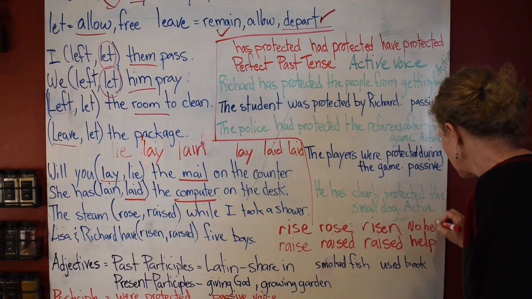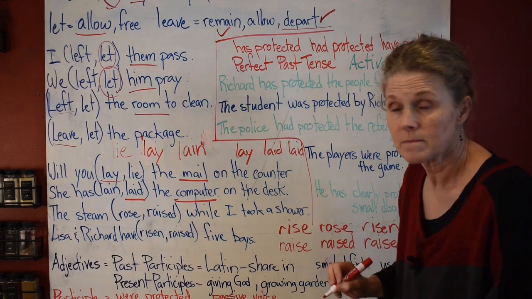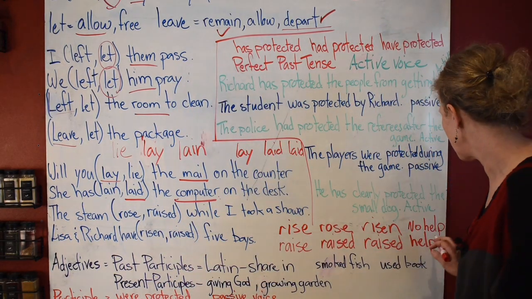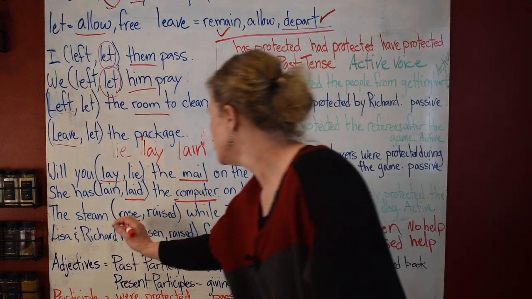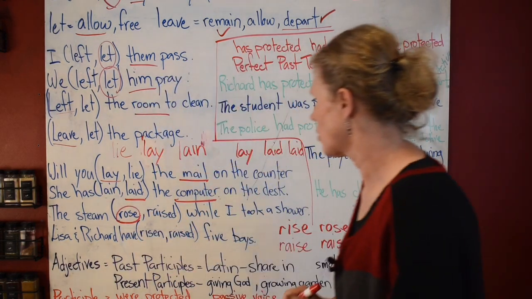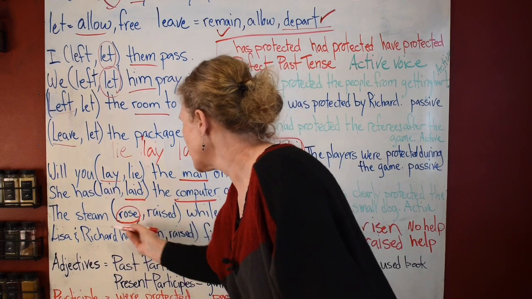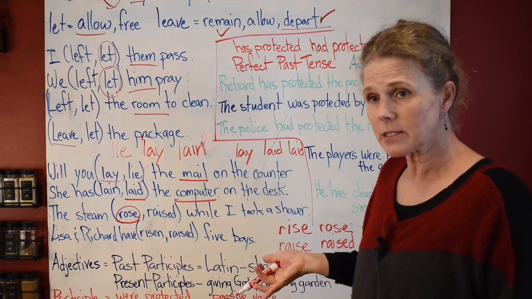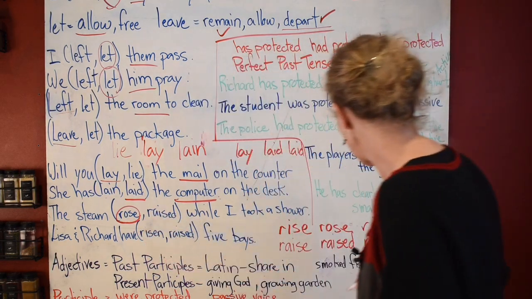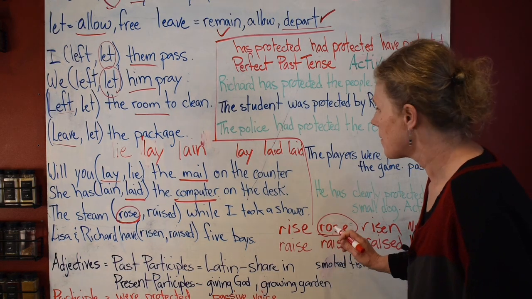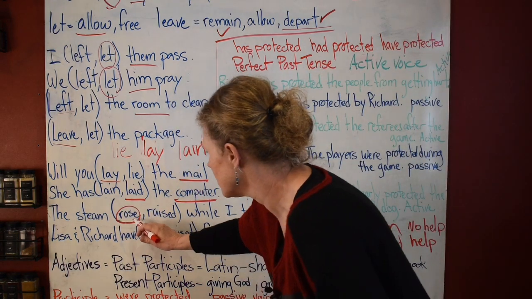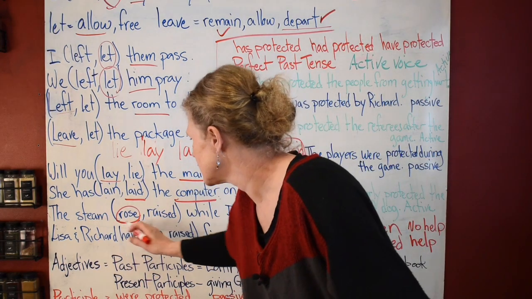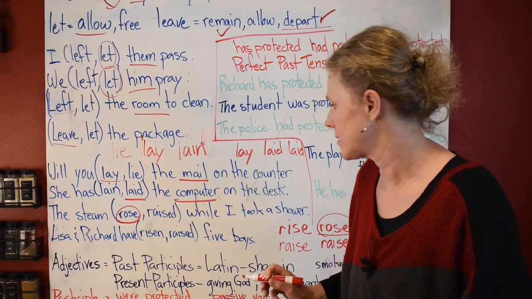Okay, so then it's the steam rose. Yes, very good. So when you can see that, no help, no direct object, it is rose. The steam does not need help to rise, right? It does not need help. So we are using the past tense right here. So it's in the simple past, no direct object.